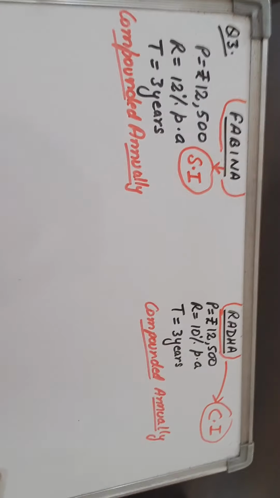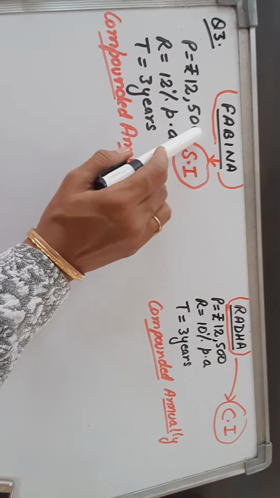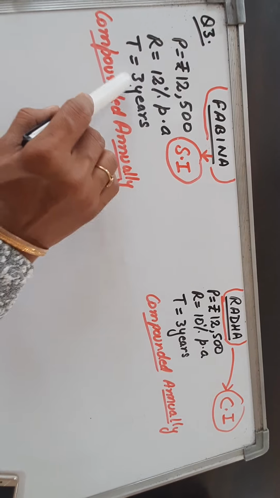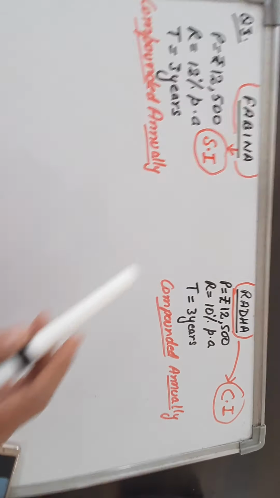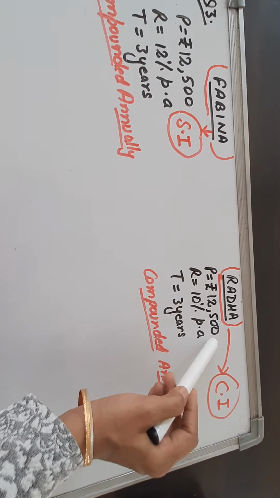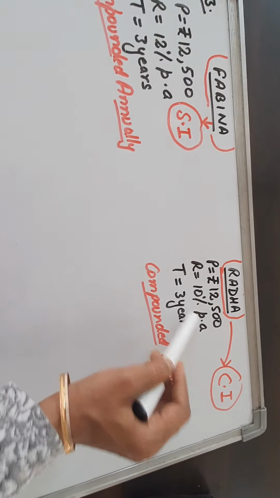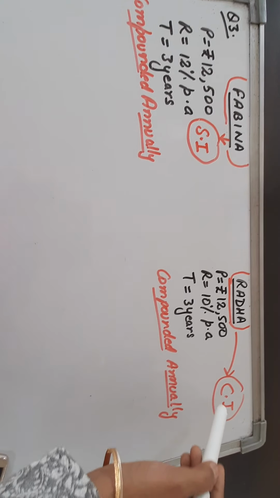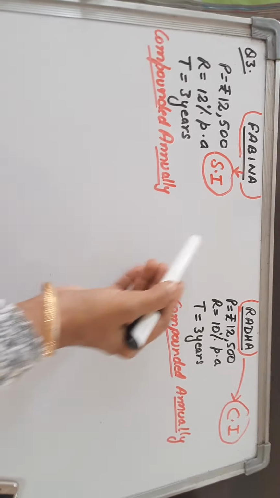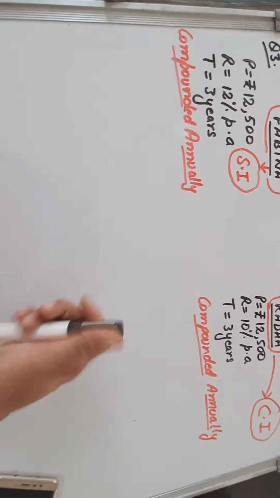So let's start. So dear students, as per information, Fabina borrowed this amount on simple interest for 3 years and 12% per annum rate of interest. But Radha borrowed the same amount for the same time period, but at the rate of 10% per annum, and she will return compound interest. So now who will pay more? So let us find out both types of interest in both the cases. It is given compounded annually in both the cases.